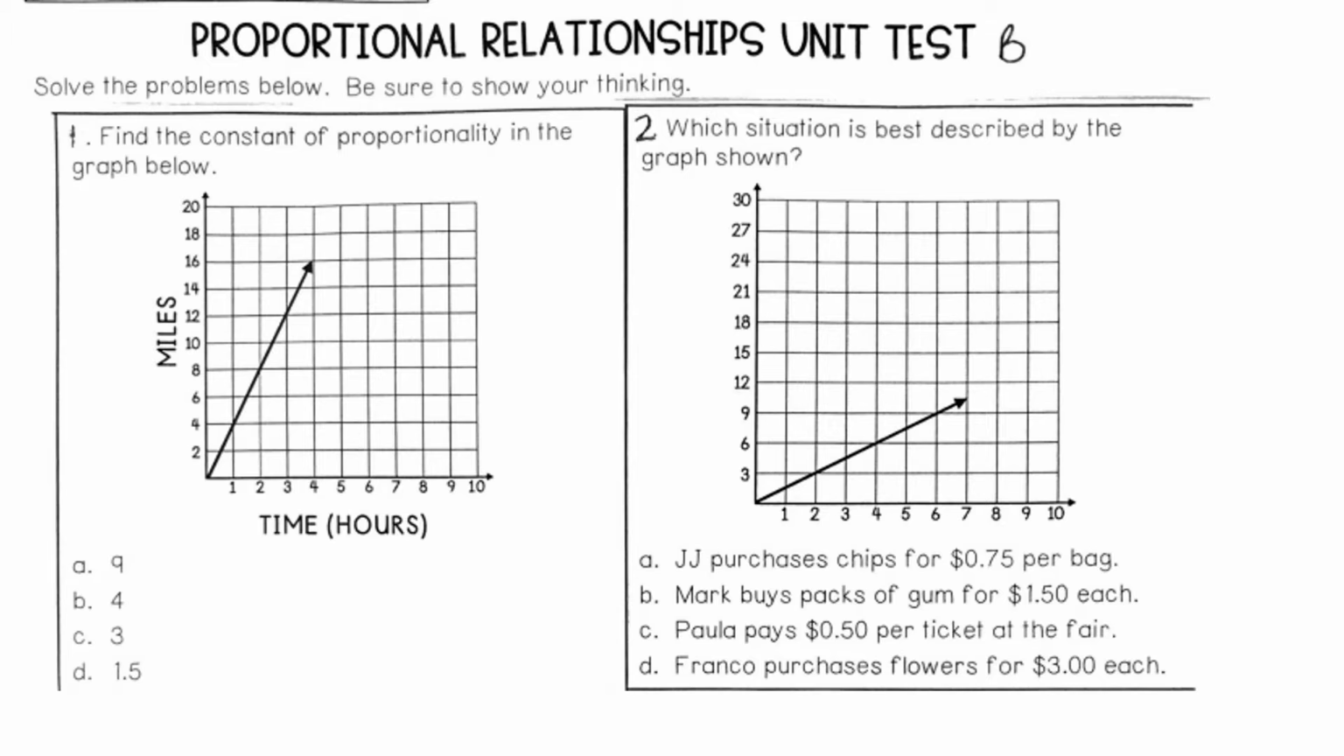Solve the problems below. Be sure to show your thinking. Number 1, find the constant of proportionality in the graph below. Number 2, which situation is best described by the graph shown?